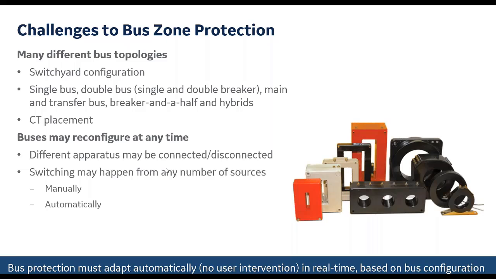The switching can happen in any number of ways, manually or automatically. Obviously, automatically gives us the most flexibility, though we don't have to worry about anything as we're doing switching. Manually, when you're doing bus reconfiguration, you have to follow some sort of procedure, and be able to follow your procedures properly and have procedures in place.